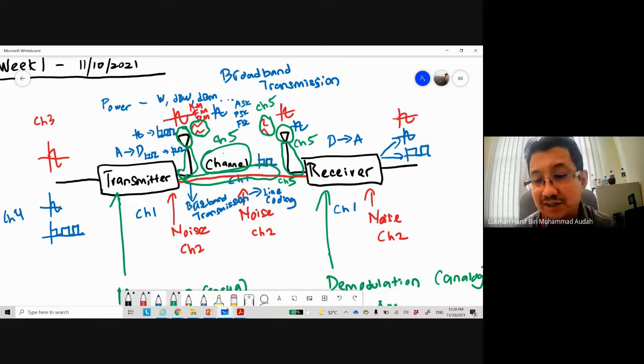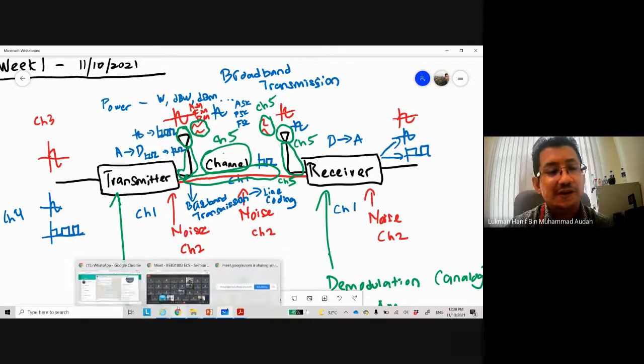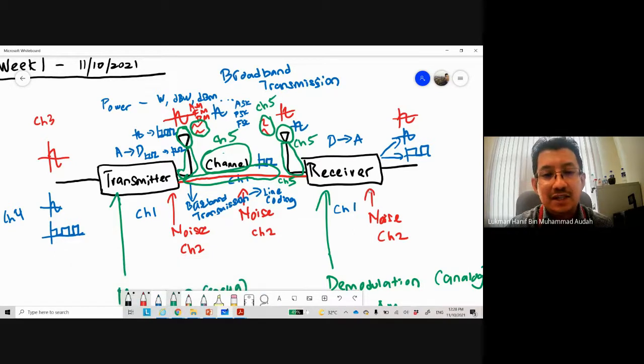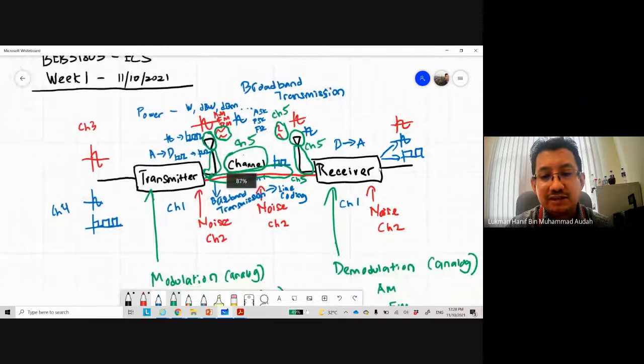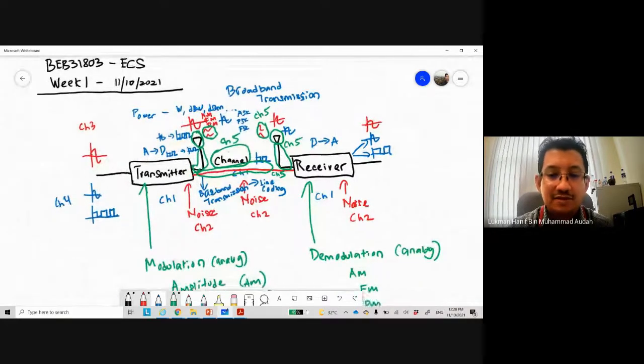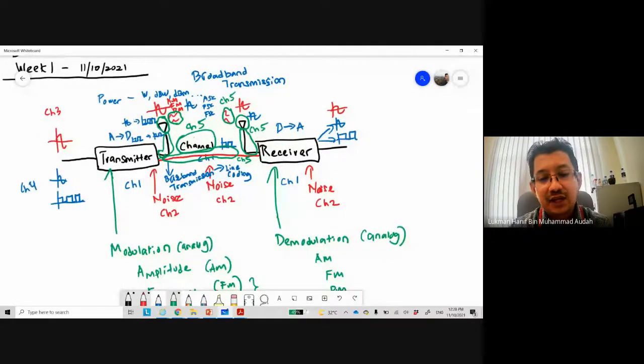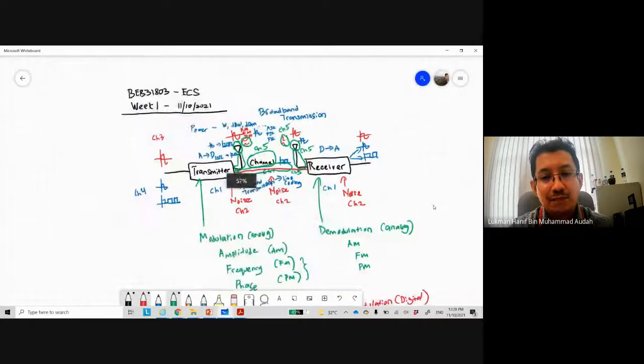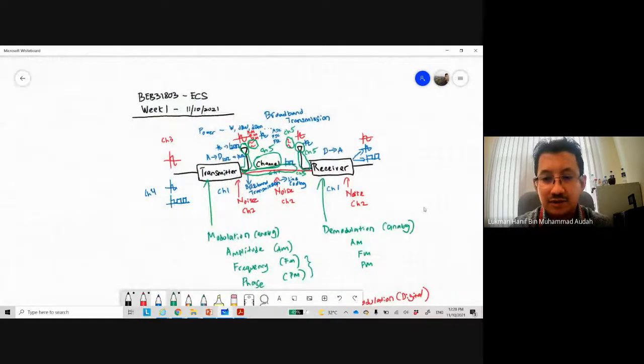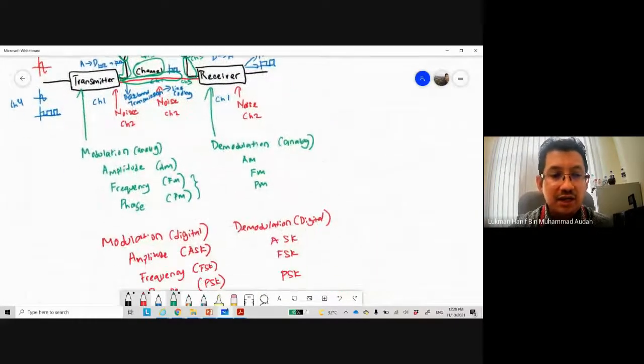So dia sebenarnya banyak. Okay. So saya dah terangkan secara keseluruhan. Nanti kita akan lihat secara detail. Okay. So inilah yang you akan belajar dalam sepanjang semester ini. Dan dia akan tertumpu ke bahagian modulation yang ini.